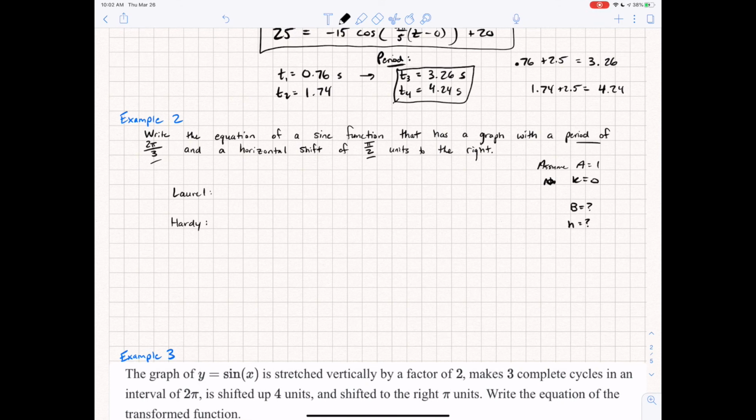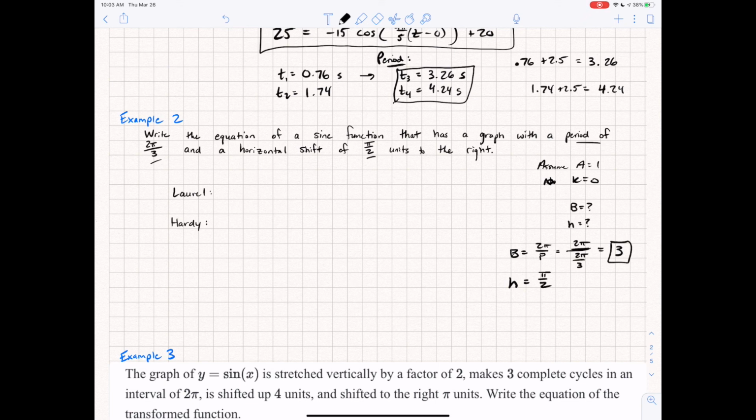All right, well, the period is 2 pi over 3. And I know b is equal to 2 pi over the period. So 2 pi divided by 2 pi over 3. This would come out to be 3. So there's my angular frequency. My h is given. I have a horizontal shift of pi over 2 units to the right. So it'd be pi over 2.